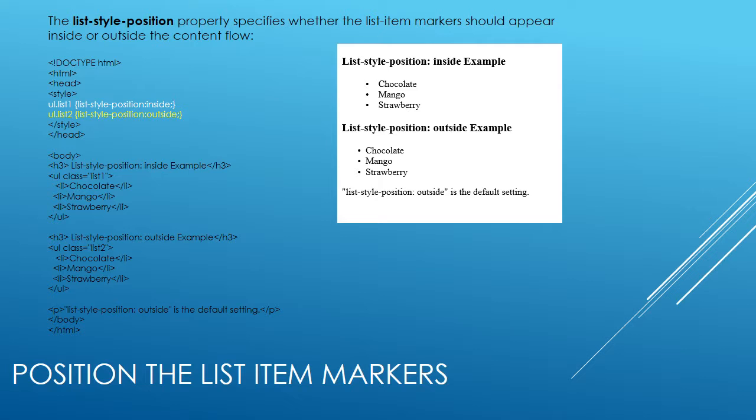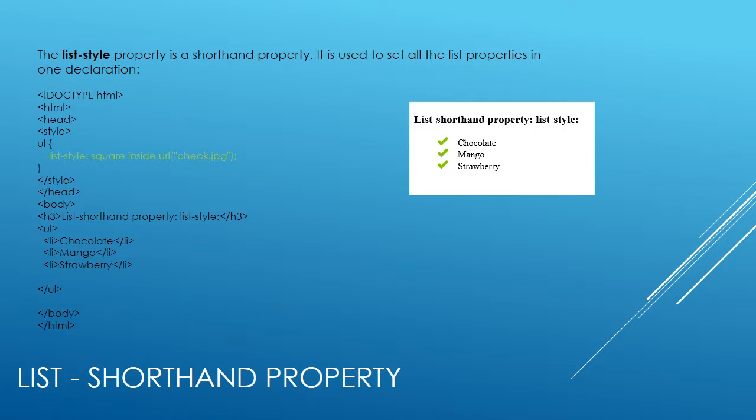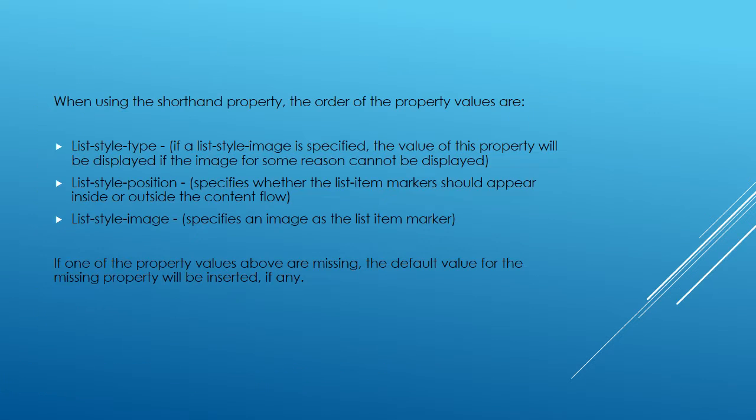The list style position property specifies whether the list item markers should appear inside or outside the content flow. The list style property is a shorthand property. It is used to set all the list properties in one declaration. When using the shorthand property, the order of the property values is: list style type.